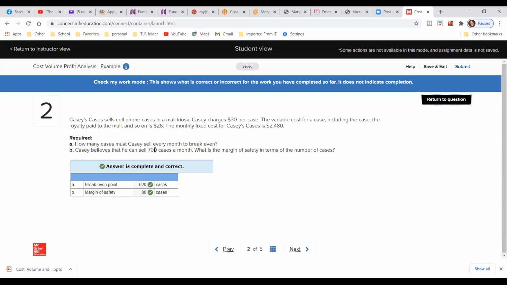And you can even convert that to a percent. You know what I mean? You can say what percentage of 620 is in 700. You can get maybe 10, 12%. But the bottom line is, in terms of numbers of units, I know my little cushion is 80 units before I'm essentially breaking even.